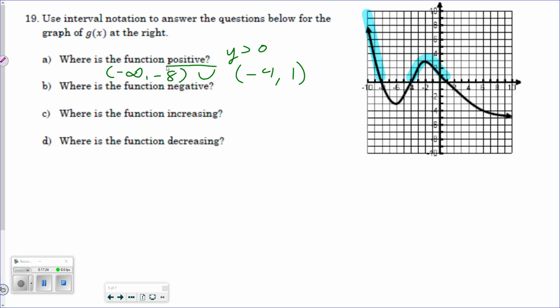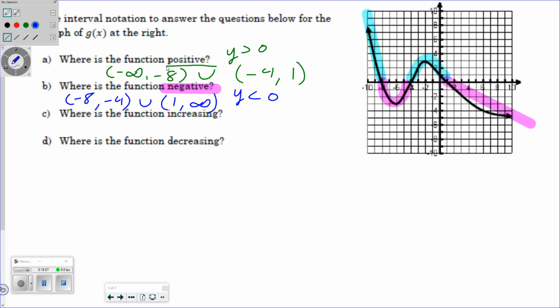So now I'm going to deal with when the function is negative, that's everything below the x-axis. That's these parts in purple. Really, it's when y is strictly less than 0, not equal. So when it's negative, it will be from -8 to -4, union 1 to infinity. We use parentheses because when x is -8, -4, and 1, it's equal to 0, so you cannot put brackets, it has to be parentheses.